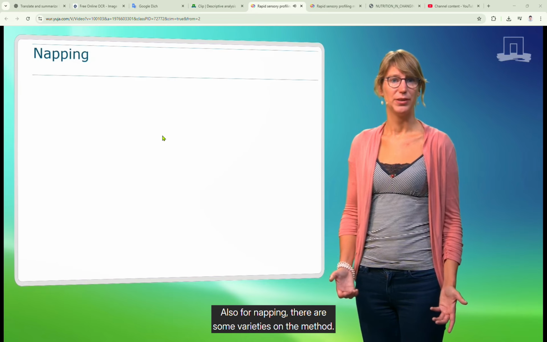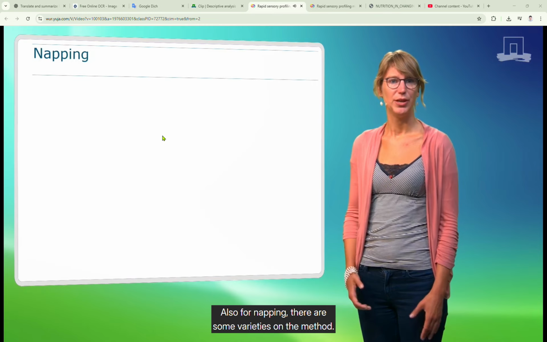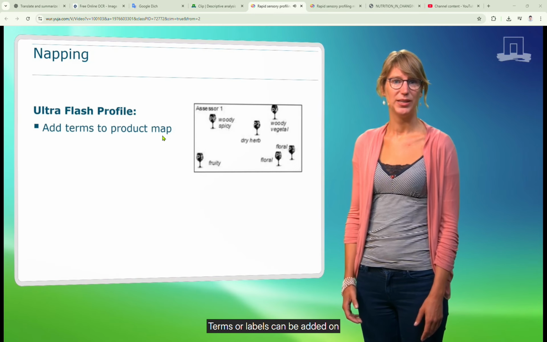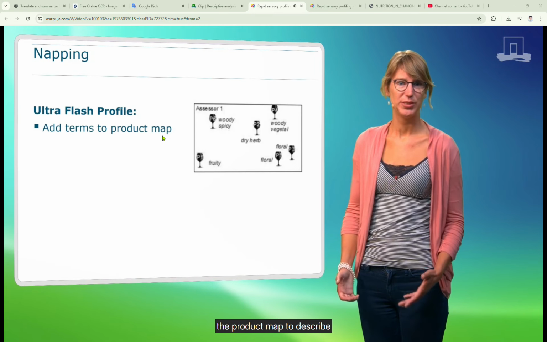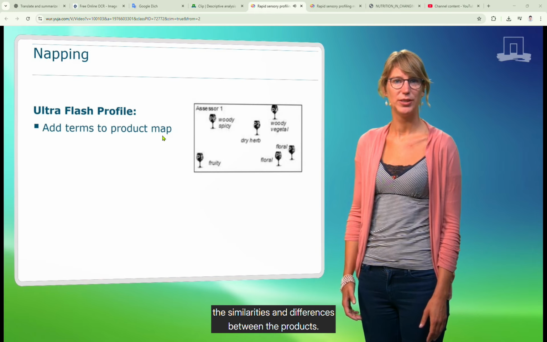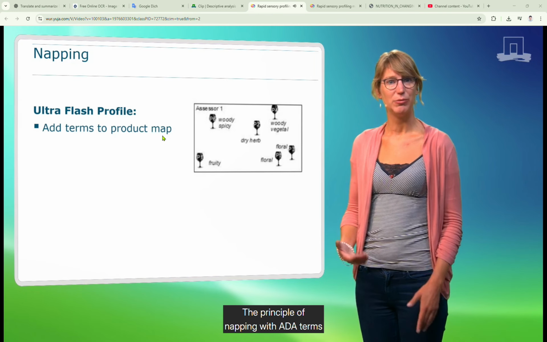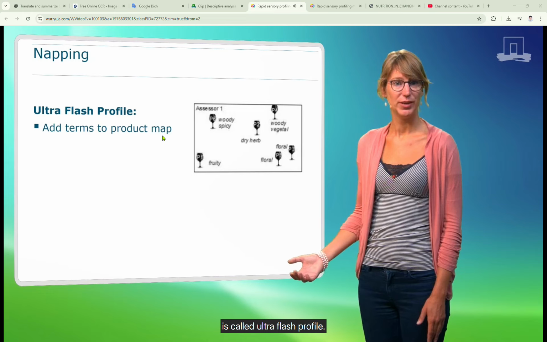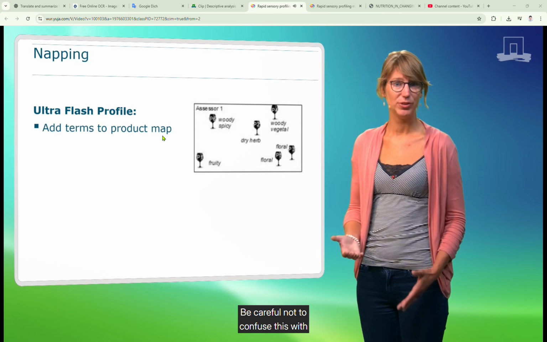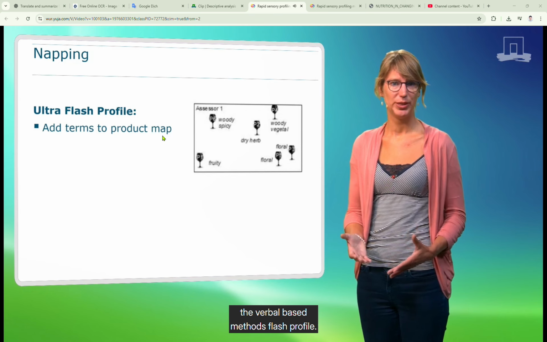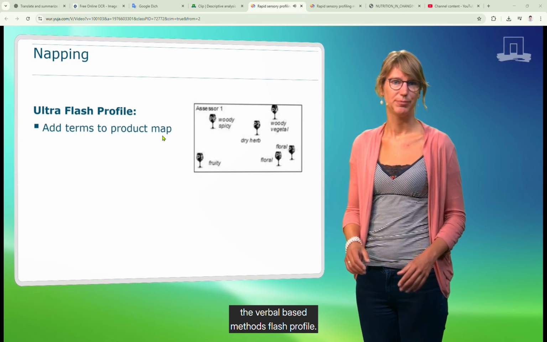Also for napping, there are some varieties on the method. Terms or labels can be added on the product map to describe the similarities and differences between the products. The principle of napping with added terms is called ultra-flash profile. Be careful not to confuse this with the verbal-based method, flash profile.